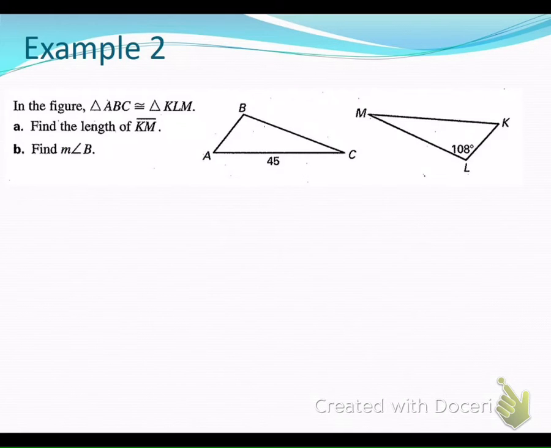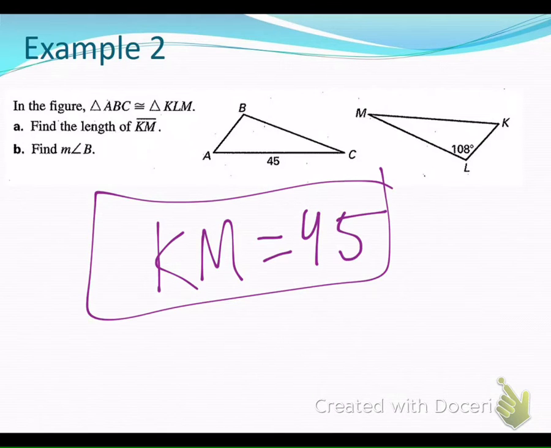So the corresponding parts are congruent. We know from last semester congruent means the same. So if I want to find the length of KM, I have to match it to the corresponding side in the other triangle. So KM, the first letter and the third letter, would match with which one? A and C? Do I know the length of AC? 45. So KM will also be 45. That's part A.